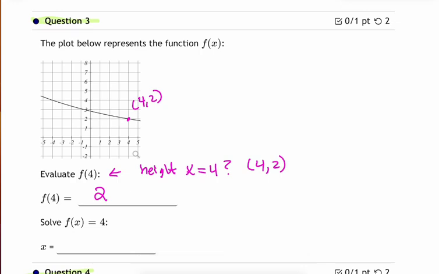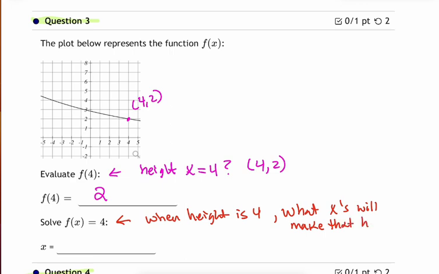Now, for part B, I guess, the solve f of x equals 4, this is saying when I know the height is 4, what x's will make that happen? So let me repeat them. This one is saying my f of x, or my height, is 4.